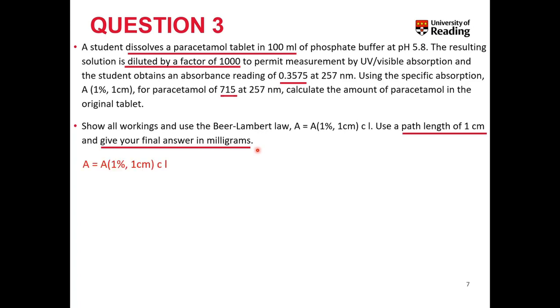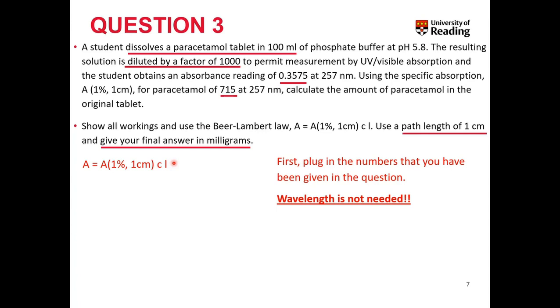So first of all, we write out the Beer-Lambert law. Now the reason for this is it gets you into the right frame of mind to answer the question, and we can start to see where we can plug in numbers into this equation. So the next step is to plug the numbers in that you have been given in the question. And just to note again, the wavelength is not needed. So if we take the numbers from the question, we have our absorbance reading of 0.3575, our specific absorption of 715, and our path length of 1. And we get the equation like this.